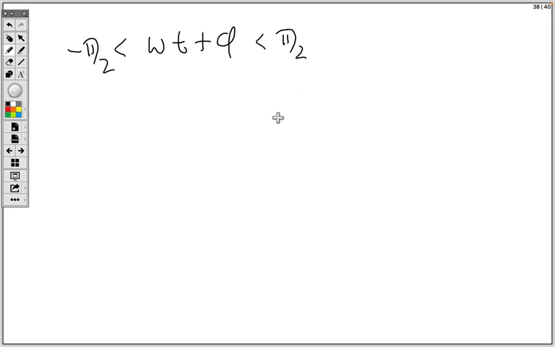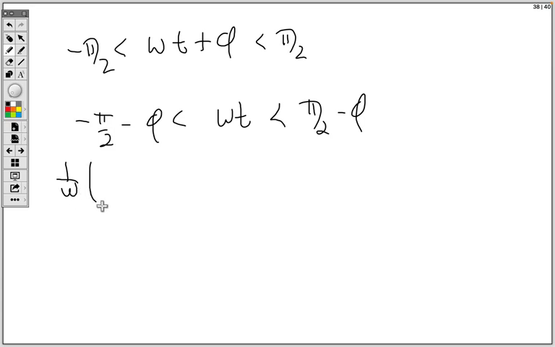And then we would solve this. So if you're having deja vu, you should. This is exactly how we derived our formulas for sinusoids back in the day. Subtract phi, and then divide both sides by omega. Now when you divide by omega, that's the same as multiplying by 1 over omega. And since we're assuming omega is positive, we don't have to worry about fiddling with the inequalities at all.